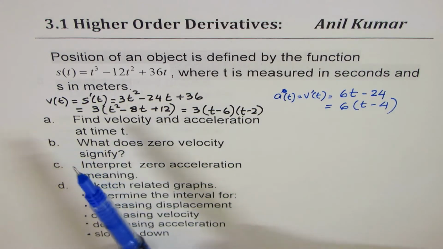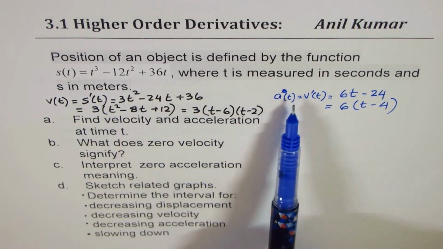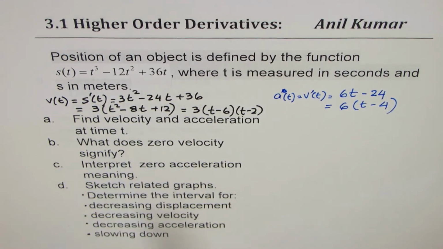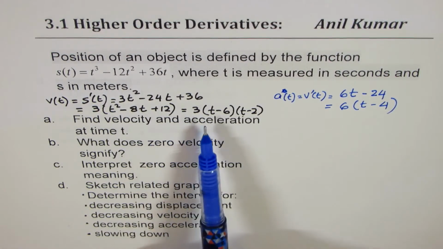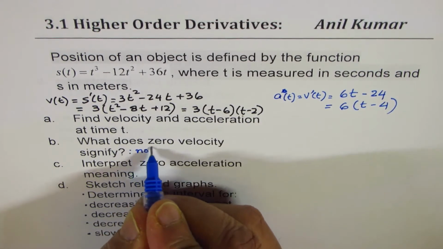So let's move on. Find velocity and acceleration at time t, so that is what we have. Now, what does zero velocity signify? So zero velocity means the object is not moving. Perfect. So that means not moving.